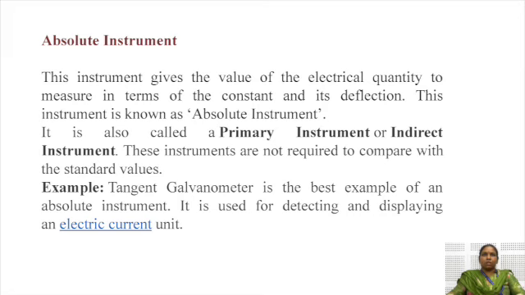Absolute instruments. The instruments that give the value of the electrical quantity to be measured in terms of constants and its deflection are known as absolute instruments. It is also called a primary instrument or indirect instrument. These instruments are not required to be compared with the standard values. Example, tangent galvanometer.